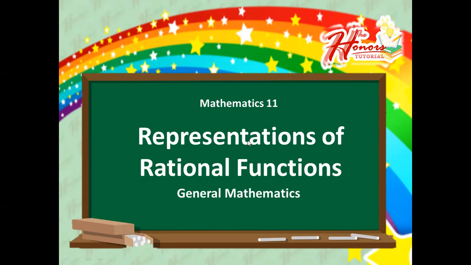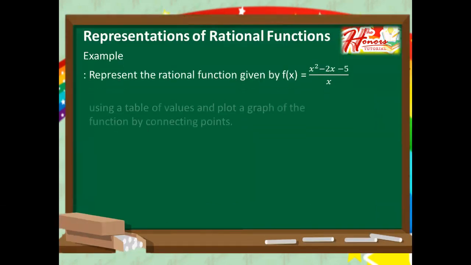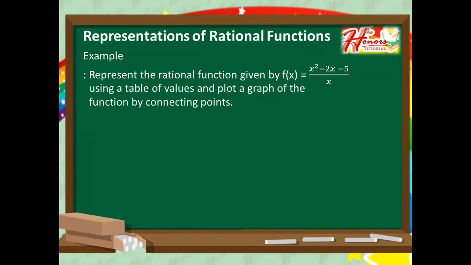Let us have our example. Represent the rational function given by f of x is equal to x squared minus 2x minus 5 over x using a table of values and plot a graph of the function by connecting points. So this is what we are going to do.